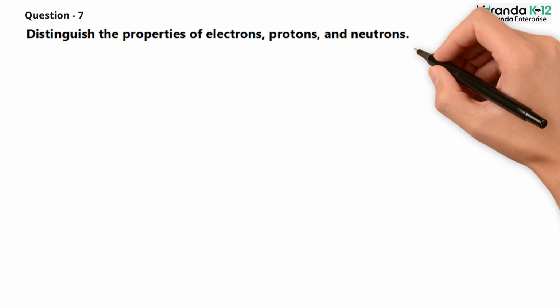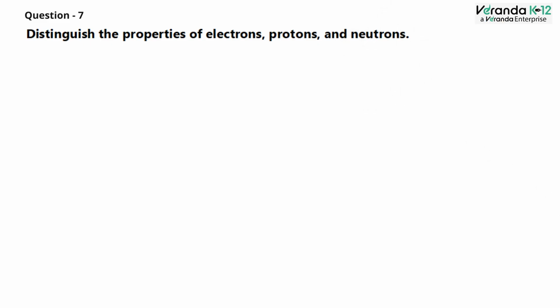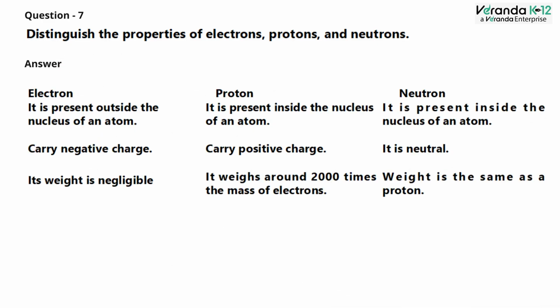Question number 7. Distinguish the properties of electrons, protons and neutrons. Answer. Electron: it is present outside the nucleus of an atom, carries negative charge, and its weight is negligible. Proton: it is present inside the nucleus of an atom, carries positive charge, and weighs around 2000 times the mass of an electron. Neutron: it is present inside the nucleus of an atom, is neutral, and its weight is the same as a proton. You have to write any 2 points for each particle.